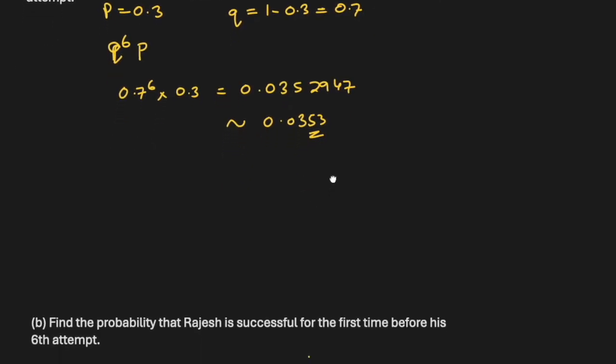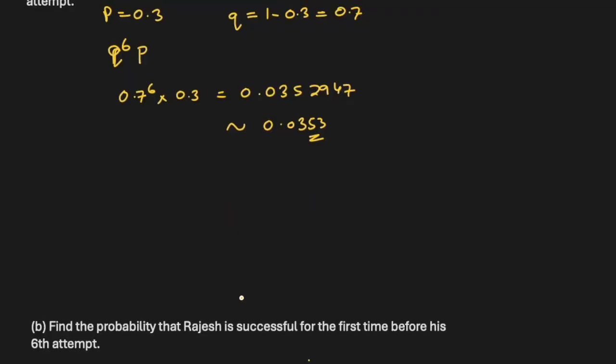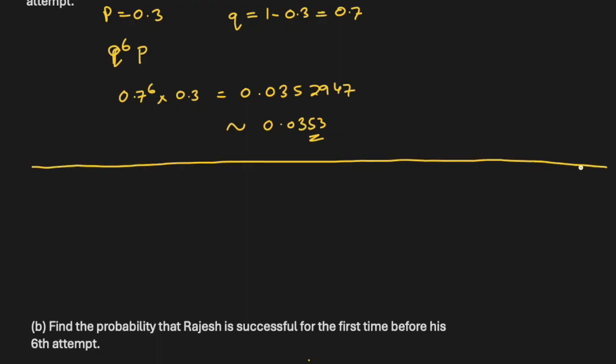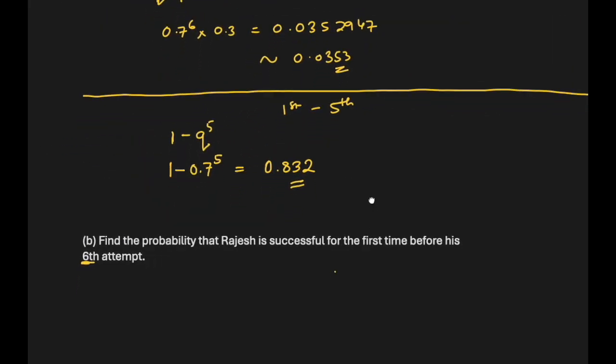B part, find the probability that Rajesh is successful for the first time before his 6th attempt. That means before the 6th attempt, he gets success anywhere between the 1st and 5th attempt. Which means he does not fail in all of the first 5 attempts, so we subtract that from 1. It means 1 minus 0.7 to the power 5, and we get 0.832. This is the probability that he succeeds within 5 attempts. Quite a high probability.